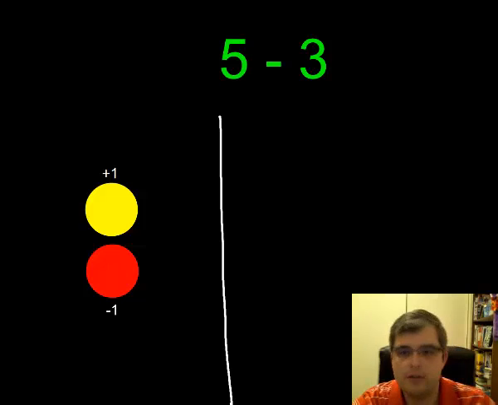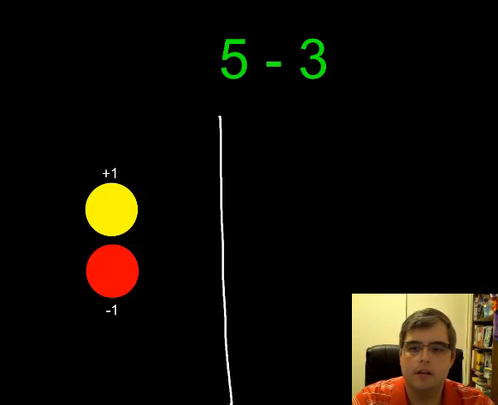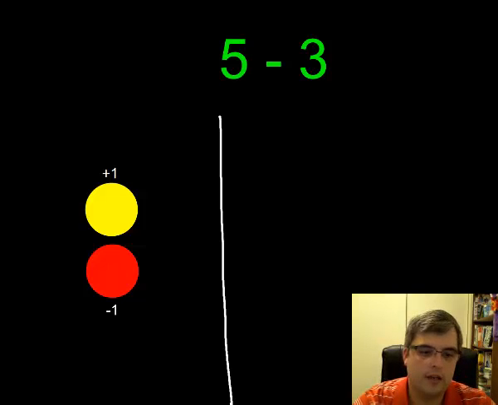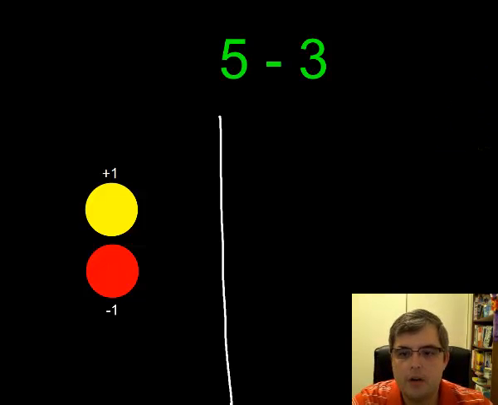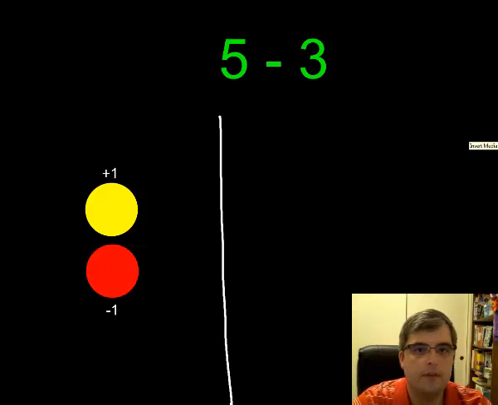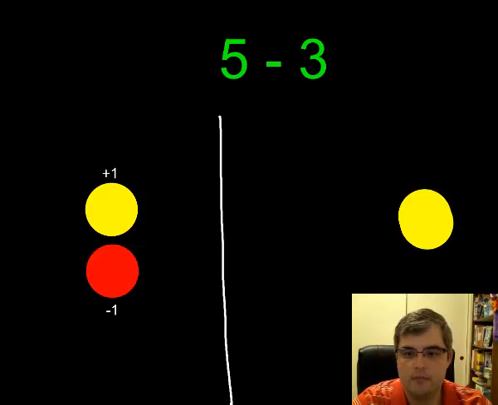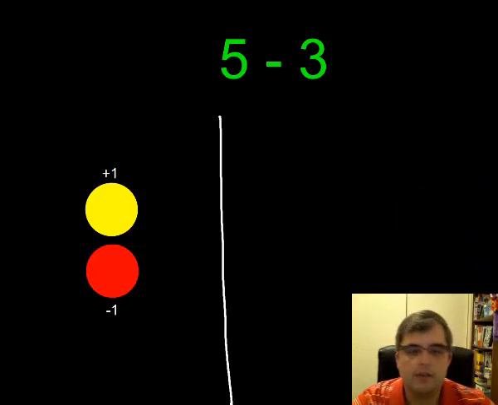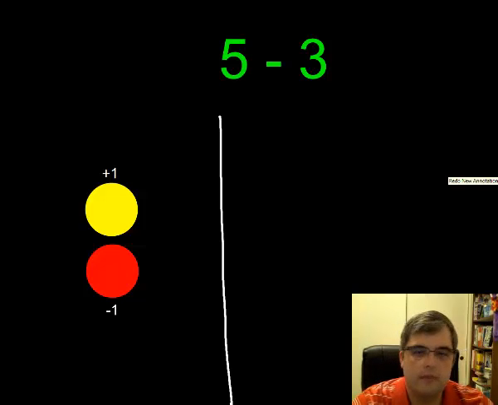Well, how do we use those? Let's start with 5 minus 3, something easy. Now what you'll see here on the left-hand side of your screen are 2 dots. And we're going to use those quite a bit. These are going to be your counters. These counters will be used in class. They'll be used in every model, almost every model that we use to do integers.